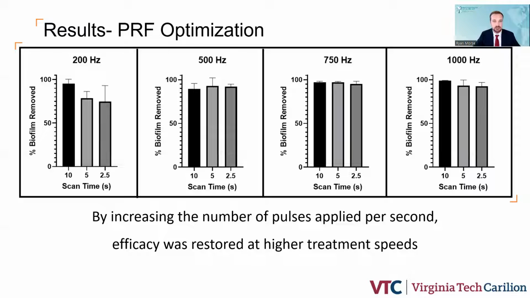Once we increase to 750 hertz, we see further improvements with a reduction in standard deviation observed here, signaling more consistent results. At 1000 hertz, we saw a mild increase in our standard deviation at the 5 and the 2.5-second time points, but we still saw near complete biofilm removal.